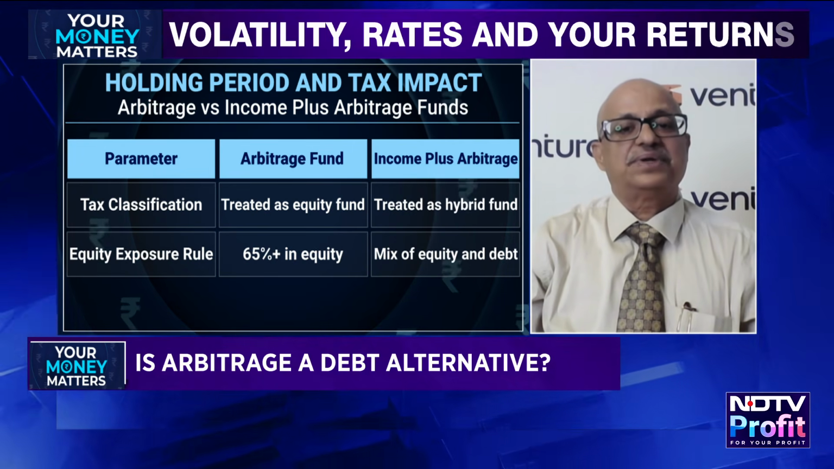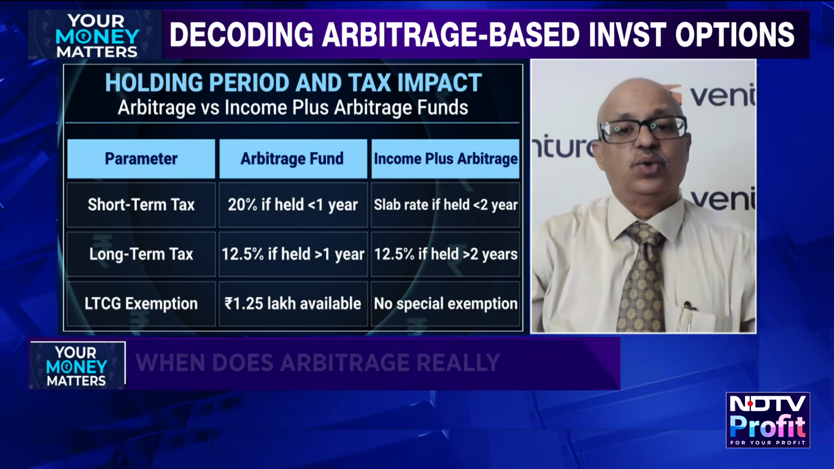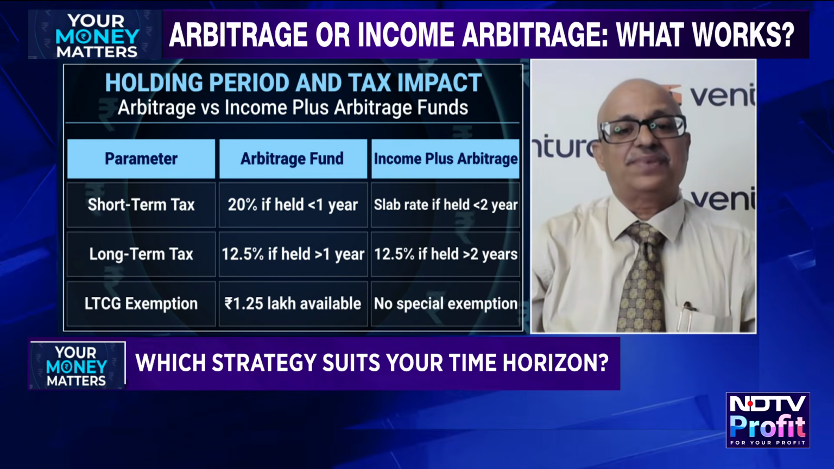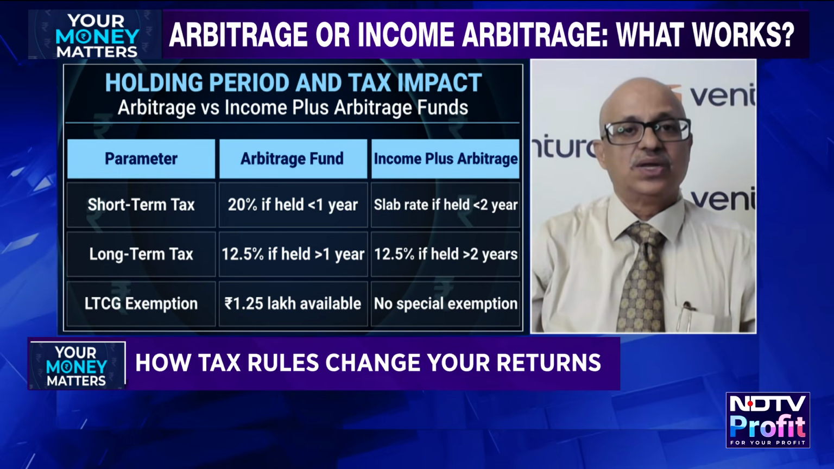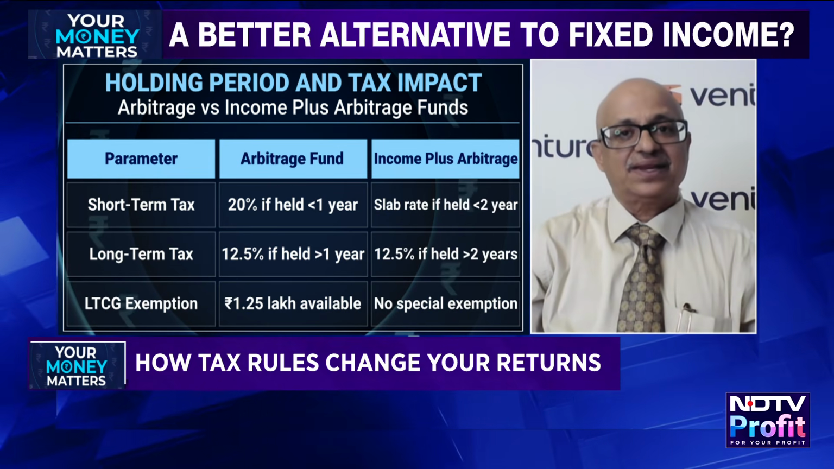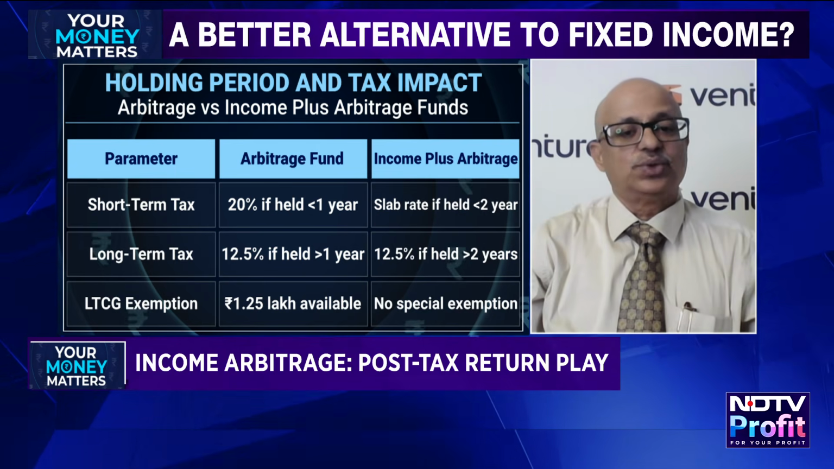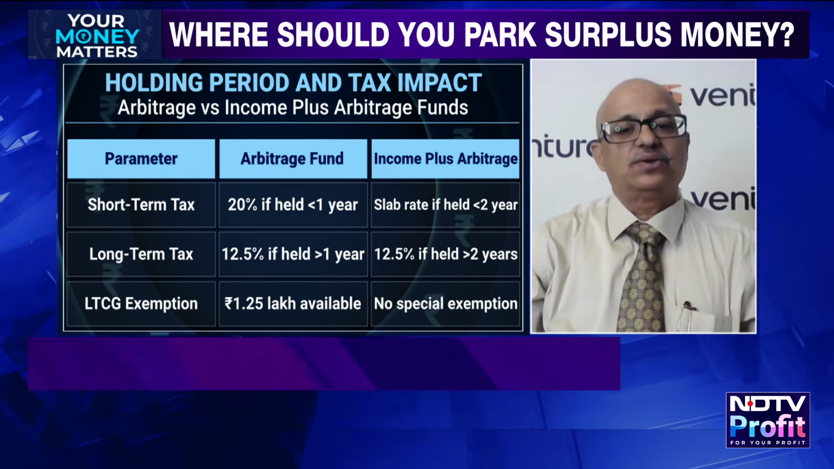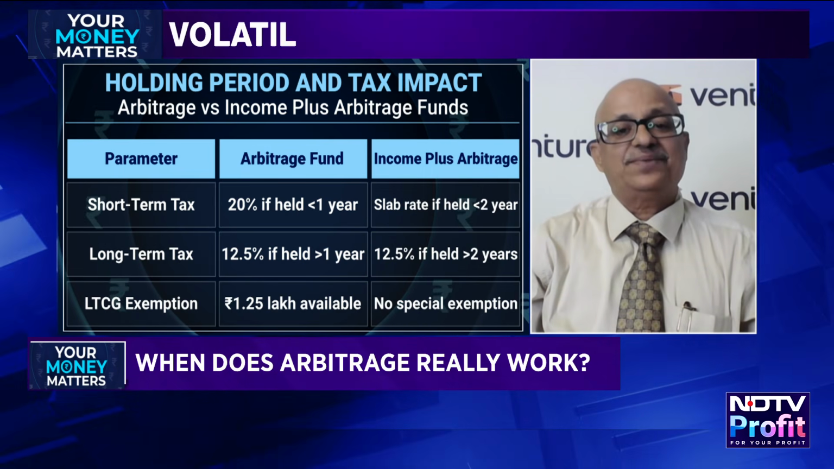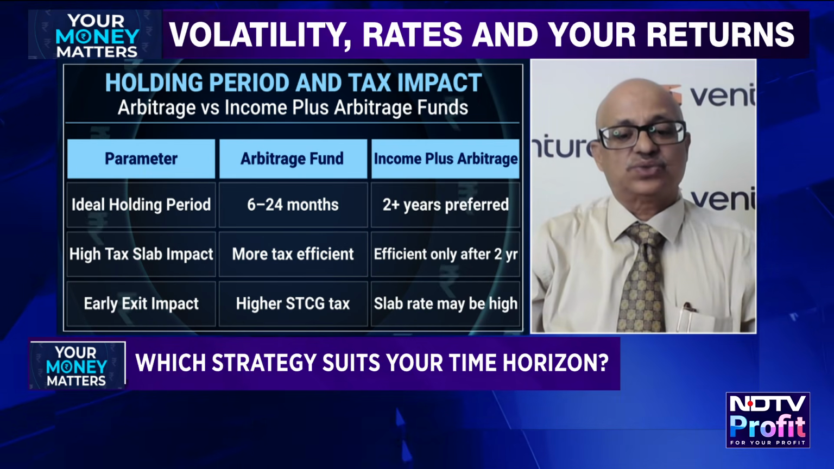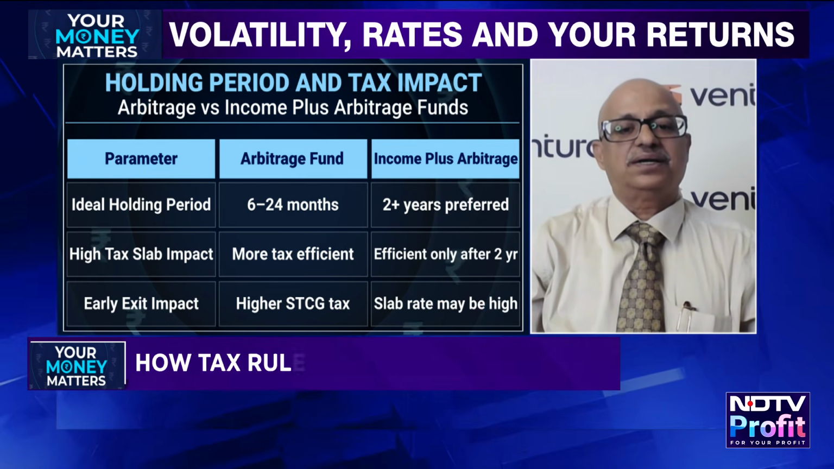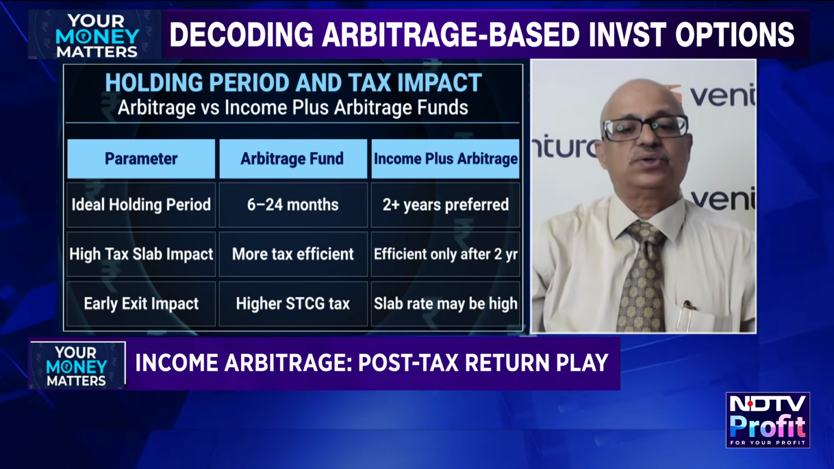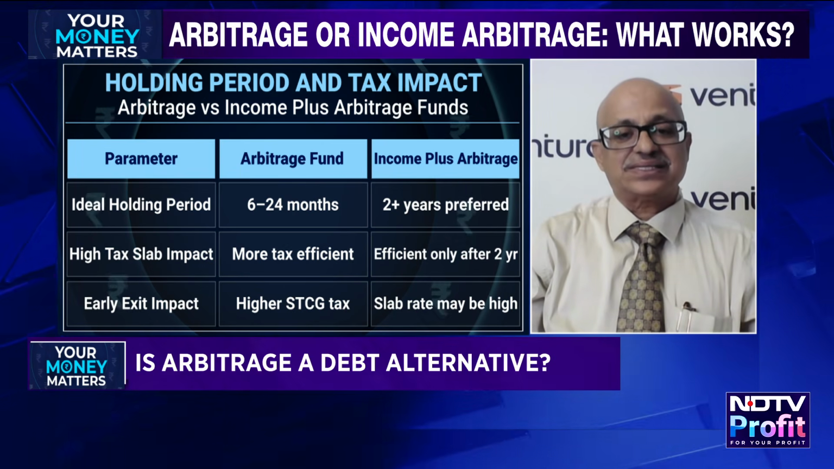For income plus arbitrage, your holding period will have to be at least 2 years, because otherwise you will be paying tax as per the marginal tax rate applicable to you. So if somebody is in a 30% tax slab, and his holding period is going to be less than 2 years, if he redeems from that income plus arbitrage, he will be paying 30% plus tax. So the entire benefit is lost in taxation. So it is a long play on the taxation part, more to do with how to plan your cash flow on a post tax basis.